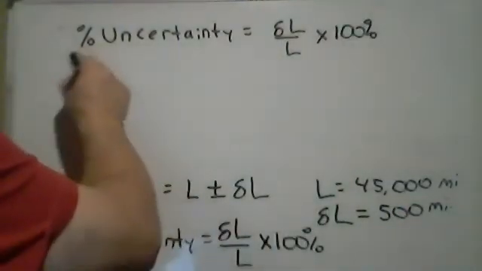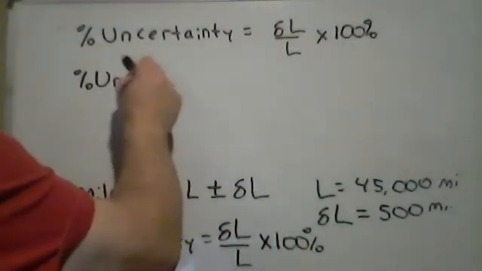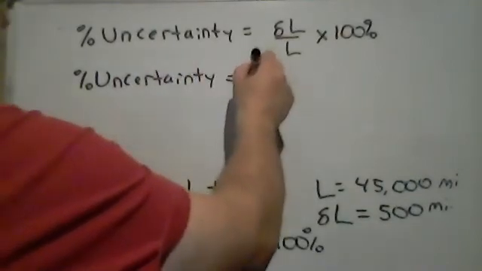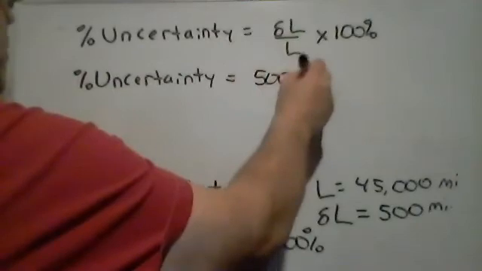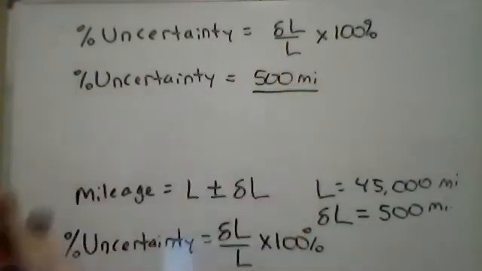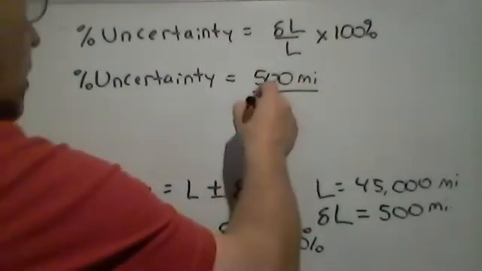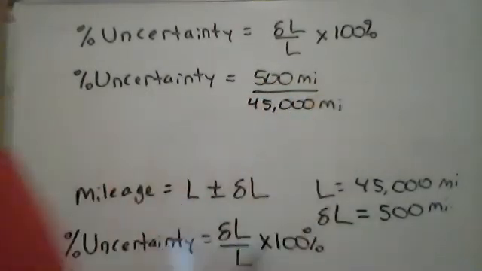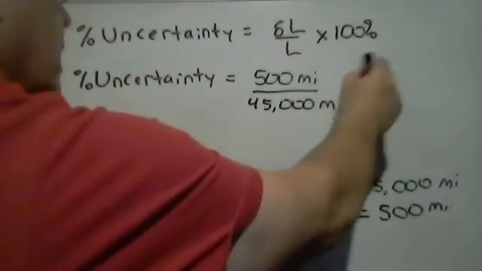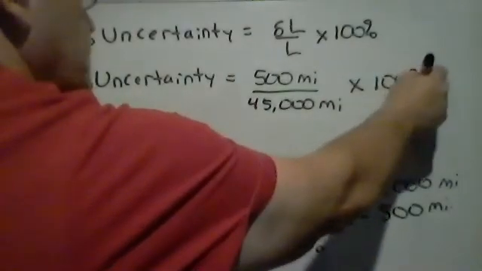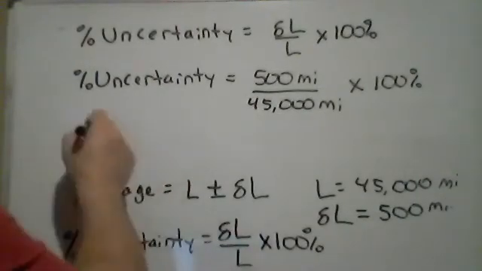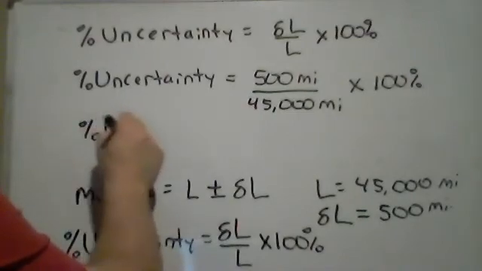All right, so percent uncertainty would equal 500 miles divided by my nominal value, 45,000 miles, and miles over miles cancels out, multiplied by 100%. So 500 miles may seem like a lot of miles, but in reality, when I break it down, it's not much at all.